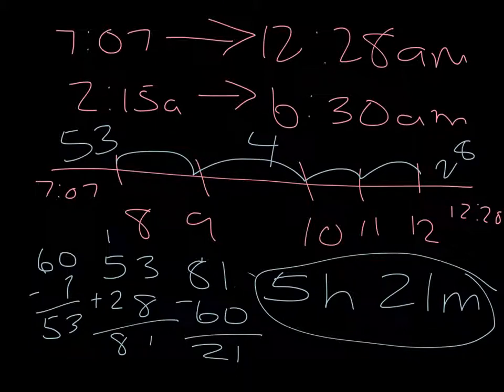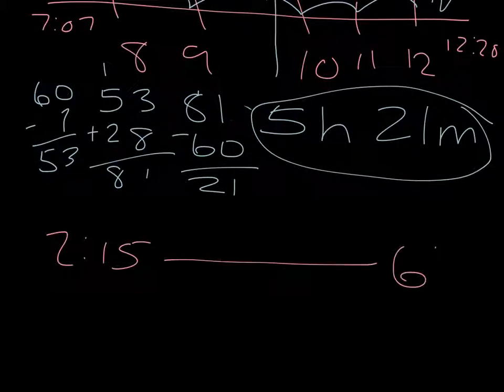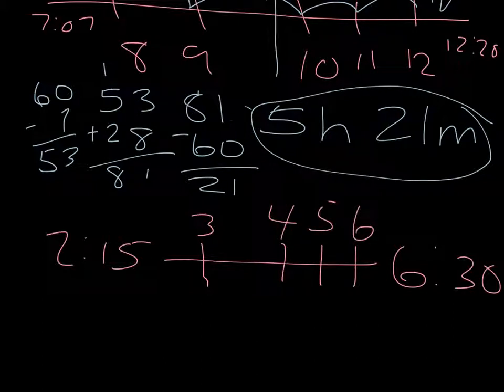Now, that's only the first part of this problem, though. The next part of this problem is to figure out how long this teacher got to sleep. 2:15 to 6:30. Put in the complete hours in between. We have 3, 4, 5, and 6.